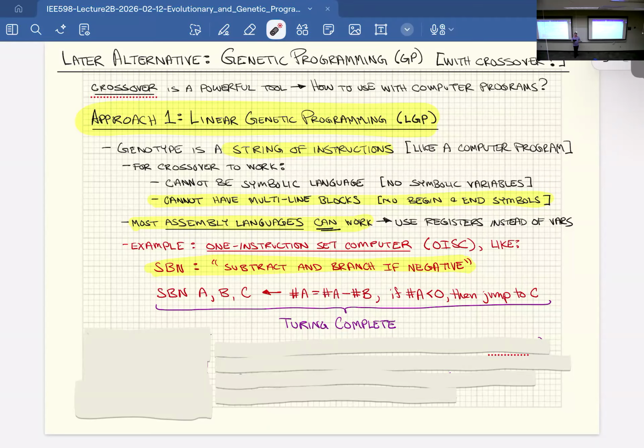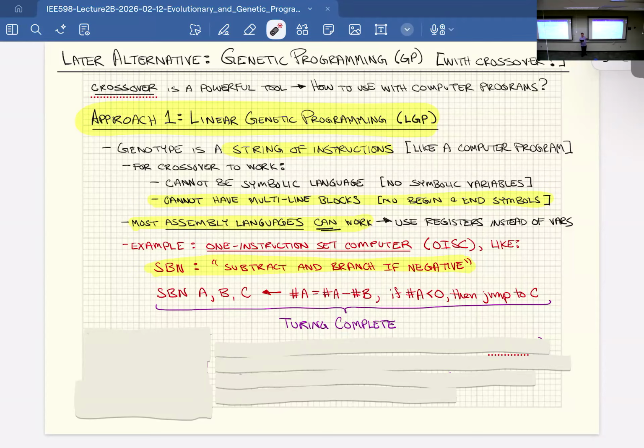The other nice thing about assembly language is there's no blocks. Everything just jumps. You jump from line number to line number. So if you move a jump from one genotype to another during crossover, that's fine, as long as you're jumping to a number that exists within the program counter. Really, any assembly language can work for these linear genetic programs.